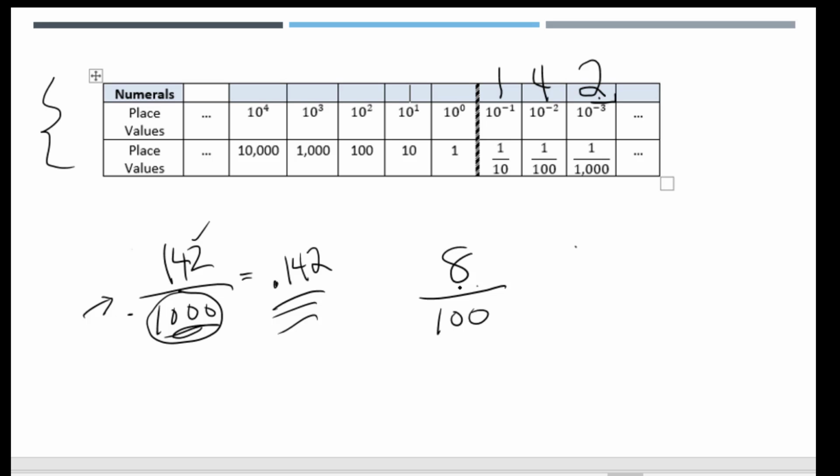Now let's look at this one. You're starting in the hundreds place. You're starting here. What do you have? You have 8 of those. But you can't just skip this. Now you would have 0 in this place, and now you can put the decimal in. So this as a decimal is 0.08.